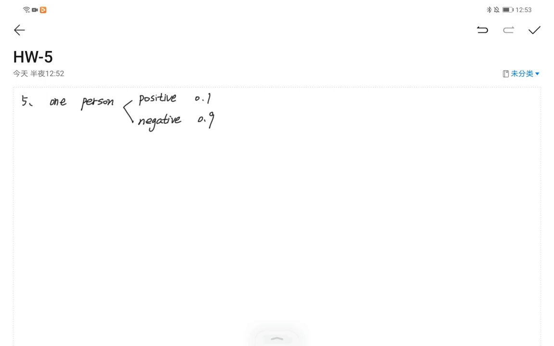And as for method 2, we divide 100 people into 10 groups. So each group has 10 people. There are also two situations. The first one is that all the people are negative, so we don't need to make following tests.